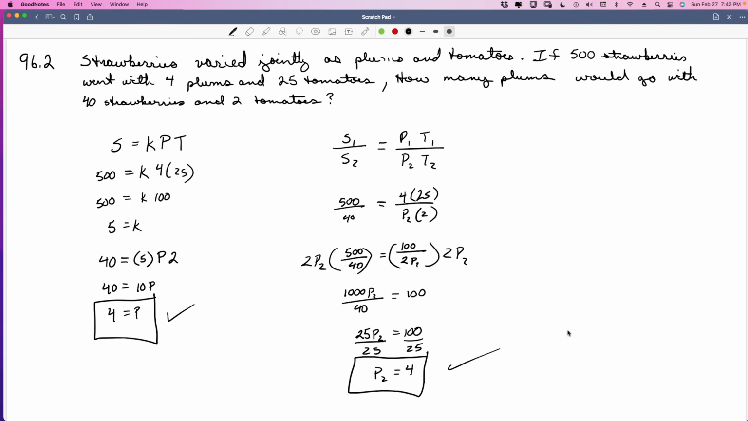Yay! So both times we found that we would have 4 plums as our result when we had 40 strawberries and 2 tomatoes because they varied jointly together, which was a direct variation. And we were able to write both of those formulas and proportionality statements accurately. And that's all we have for lesson 96.